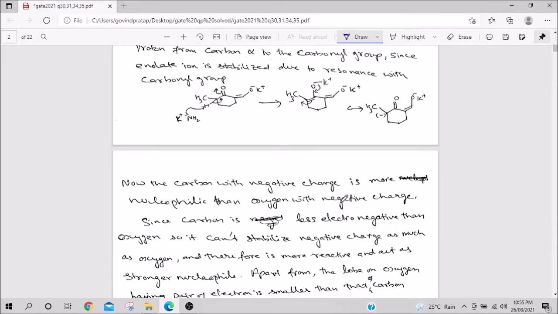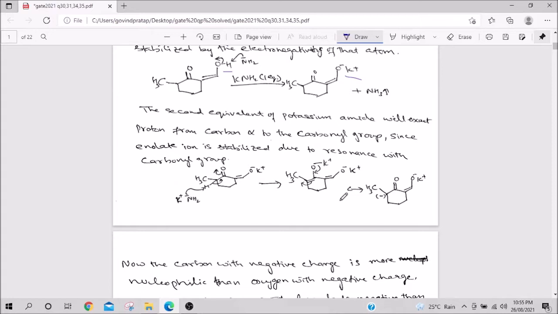Now, let us see what happens in the second step. Now, you are having one more KNH2. So, which proton you think will be lost? So, alpha to carbonyl group. Alpha to carbonyl group is here, alpha to carbonyl group is here, but here there is no proton, you can see. Alpha to carbonyl is this proton. So, this proton will be taken away, will be abstracted.